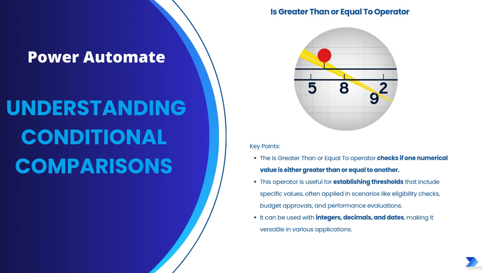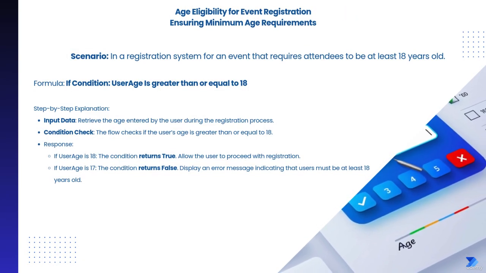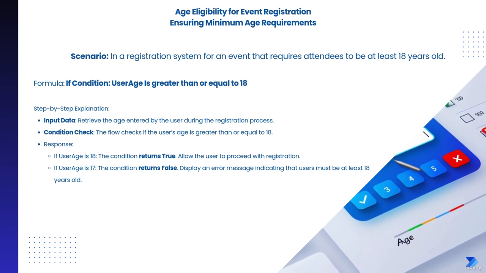Example scenarios. Example 1: Age eligibility for event registration. Scenario: in a registration system for a concert that requires attendees to be at least 18 years old, you need to ensure that the user's age is either greater than or equal to 18. Formula: if condition, user age is greater than or equal to 18.